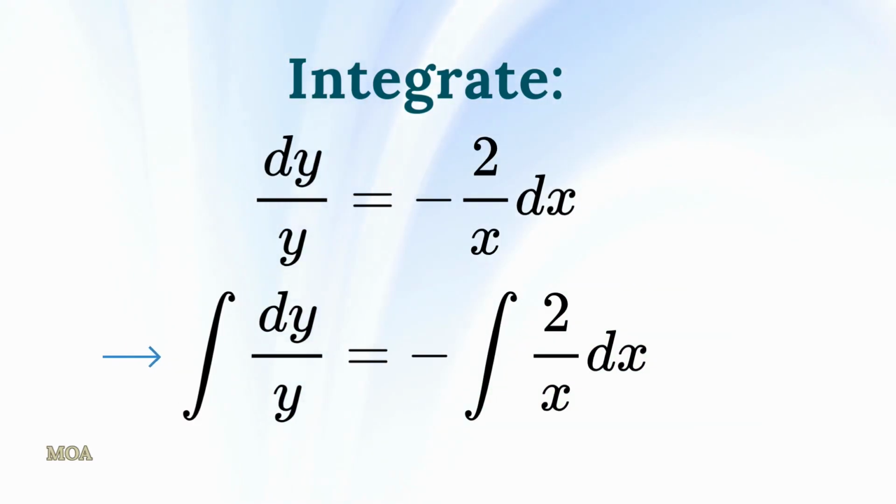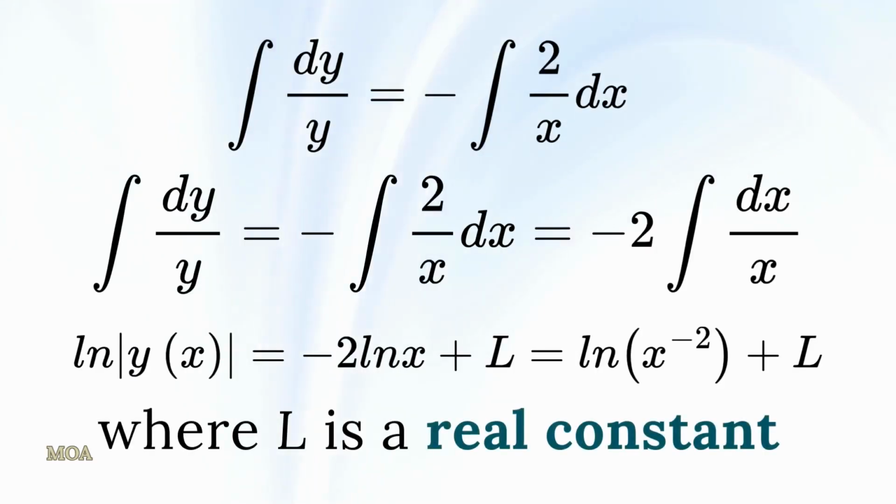Then, after integrating both sides of dy over y equals negative 2 over x dx, we obtain the natural logarithm of the absolute value of y equals negative 2 times the natural logarithm of x plus L, where L is a real constant. Using the property that negative 2 times the natural logarithm of x equals the natural logarithm of x to the power of negative 2, we can write this as the natural logarithm of absolute value of y equals the natural logarithm of x to the minus 2 plus L.